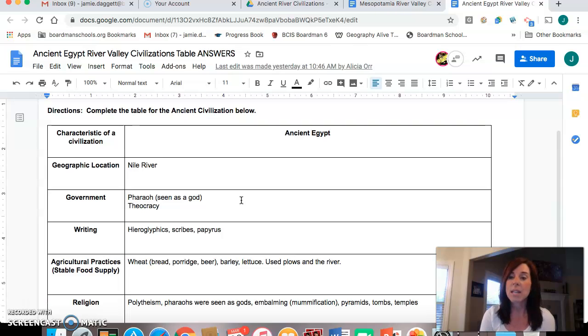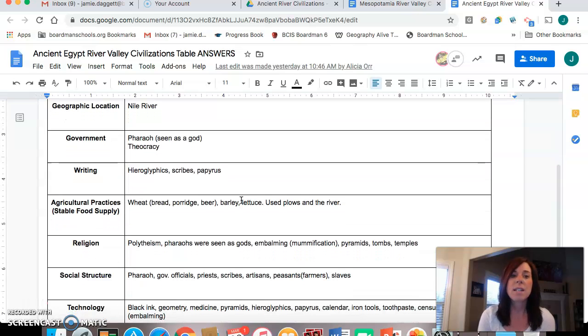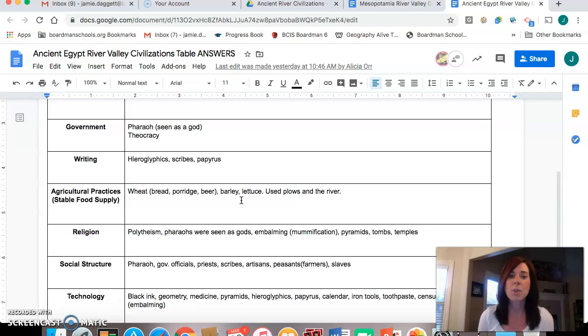Their writing system was hieroglyphics. Next week sometime we're going to be doing an activity with hieroglyphics, so you'll get to experience those a little bit. They also came up with the first paper. It was called the papyrus paper. There was a plant that grew along the Nile River. It was called the papyrus plant, and they were able to use the reeds of this plant to create paper. Some of the crops that they grew, wheat was huge. They started to make bread during this time, and porridge, barley and lettuce.